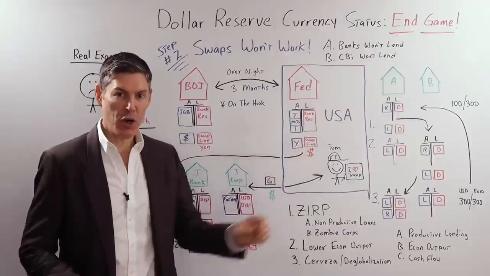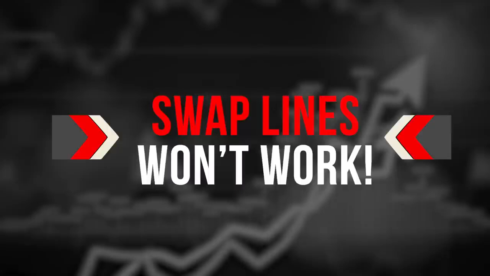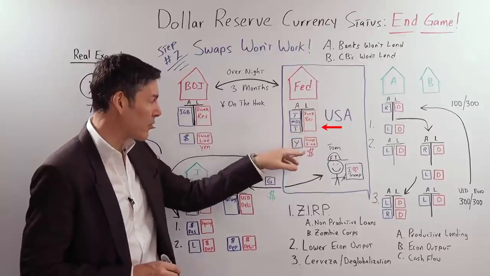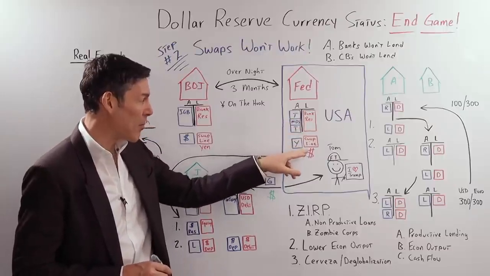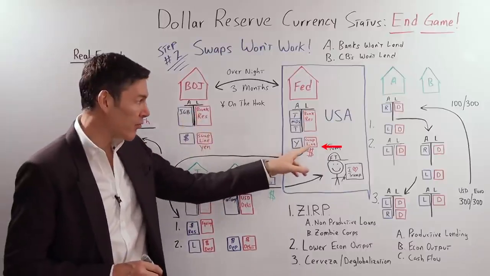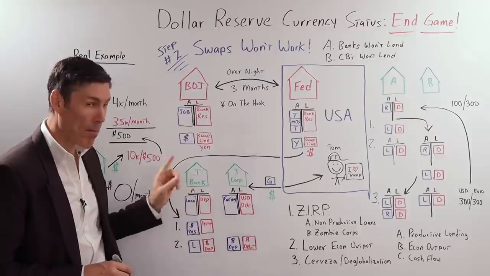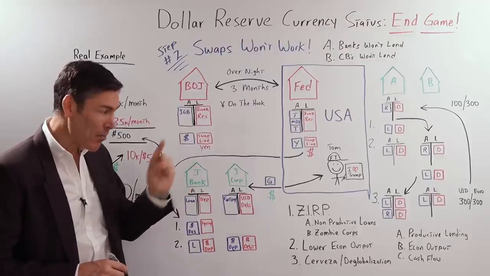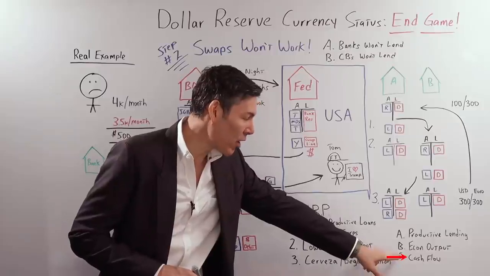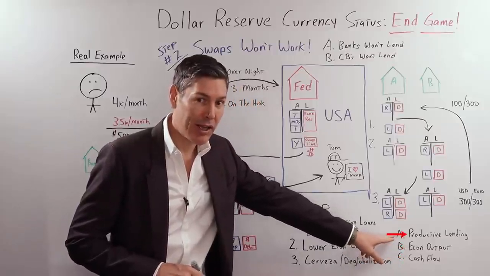Step number 2. This is how swap lines probably won't even work. Remember, the Fed creates these bank reserves that are the dollar swap line for the Bank of Japan. Those dollar swap lines can be accessed by the Japanese bank. But remember, it all goes back to cash flow, economic output, and productive lending.